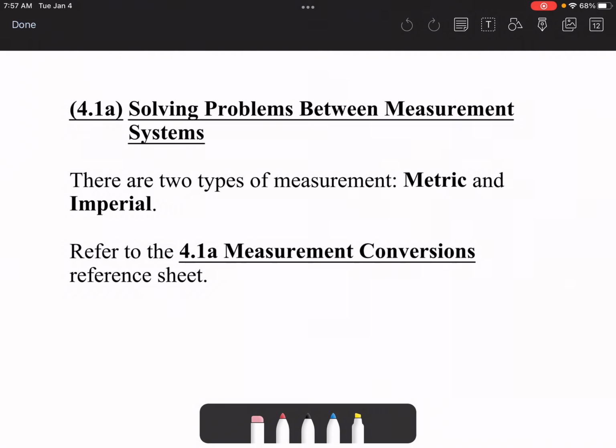Hello and welcome to lesson 4.1a, solving problems between measurement systems.